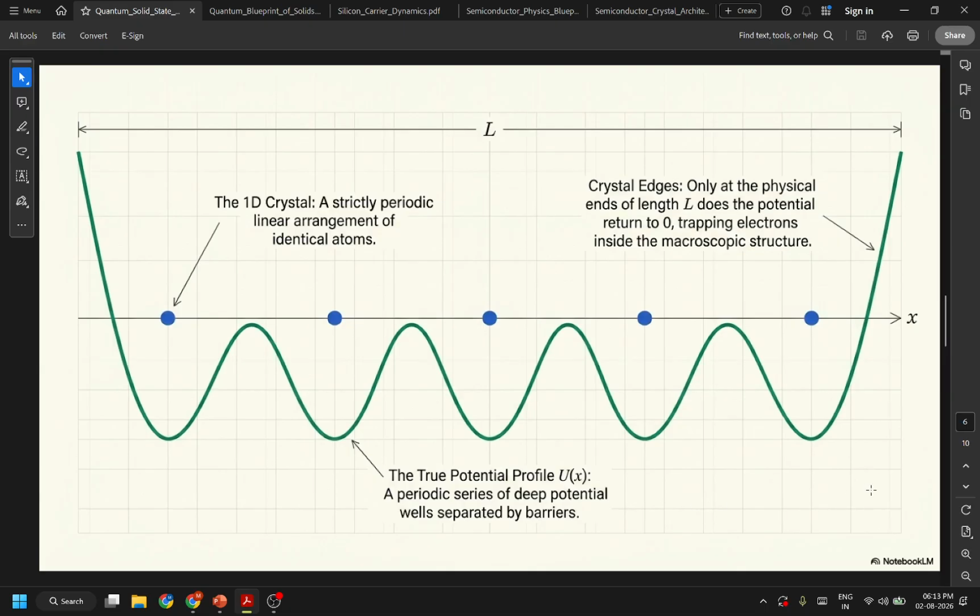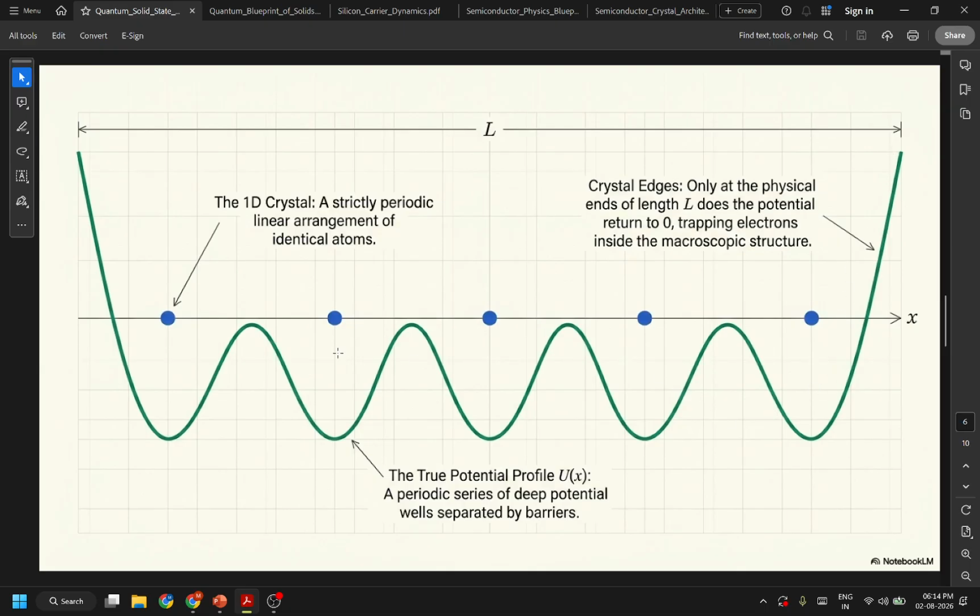So this is how it will look in 1D. So the L is the length of your solid crystal. So the 1D crystal is a strictly periodic linear arrangement of identical atoms, and at crystal edges, only at the physical ends of length L does the potential return to zero. So the potential will return here to zero, which is at the infinite. So hence it will trap electrons inside the macroscopic structure.